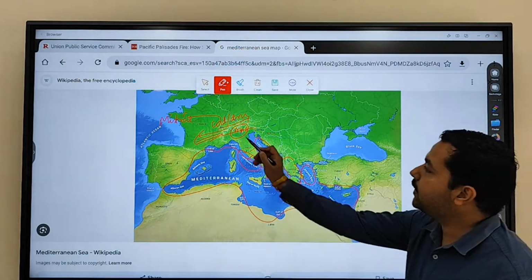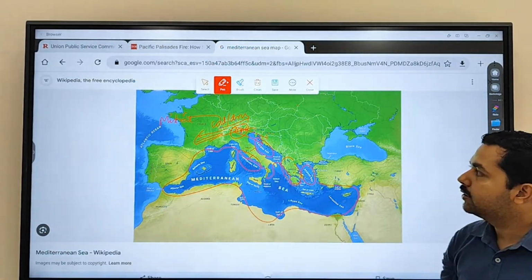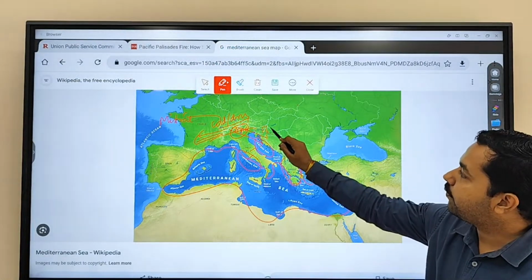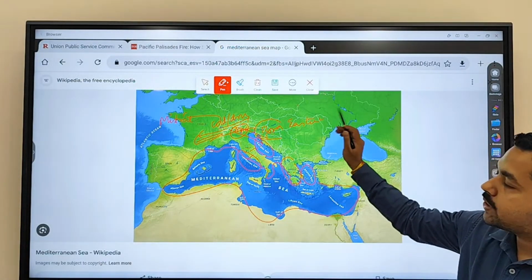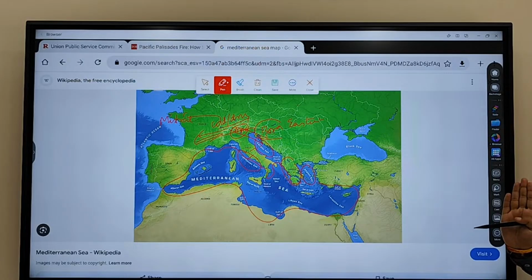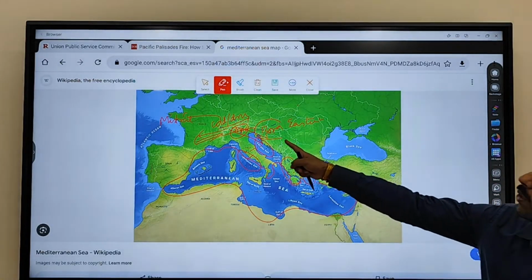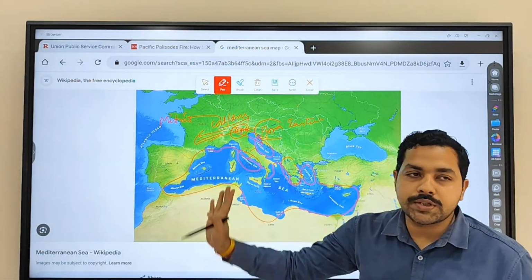And the wind that blows like this towards the Adriatic region is called the Bora. So Bora is more towards the eastern side, while Mistral is more towards the western side. Clear? So you are finding Bora as well as Mistral. Bora is coming down towards the Adriatic region, while Mistral is moving towards the France region.